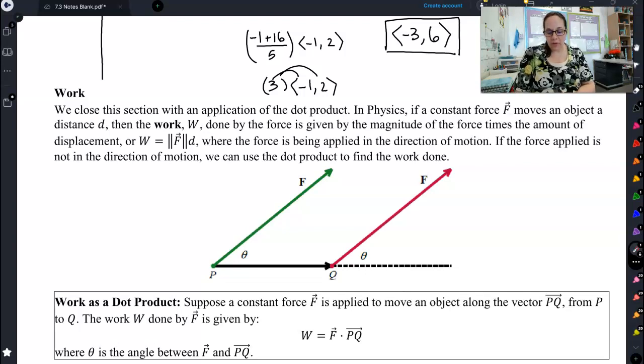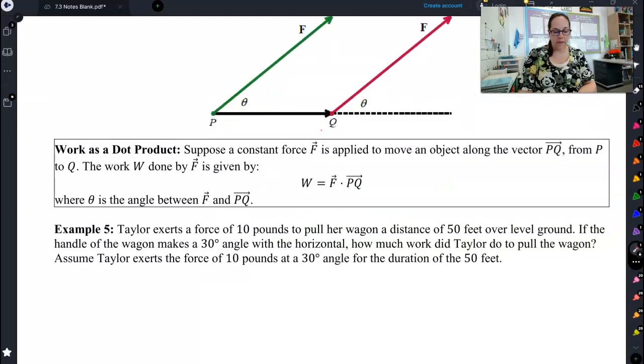The last video is all about work. Let's start by talking about what work is, how we define it. Work is if I take a heavy object here at P and I drag that heavy object some distance over to Q. I can use the dot product to measure how much work is done to drag that object this amount of distance. And here's the dot product.